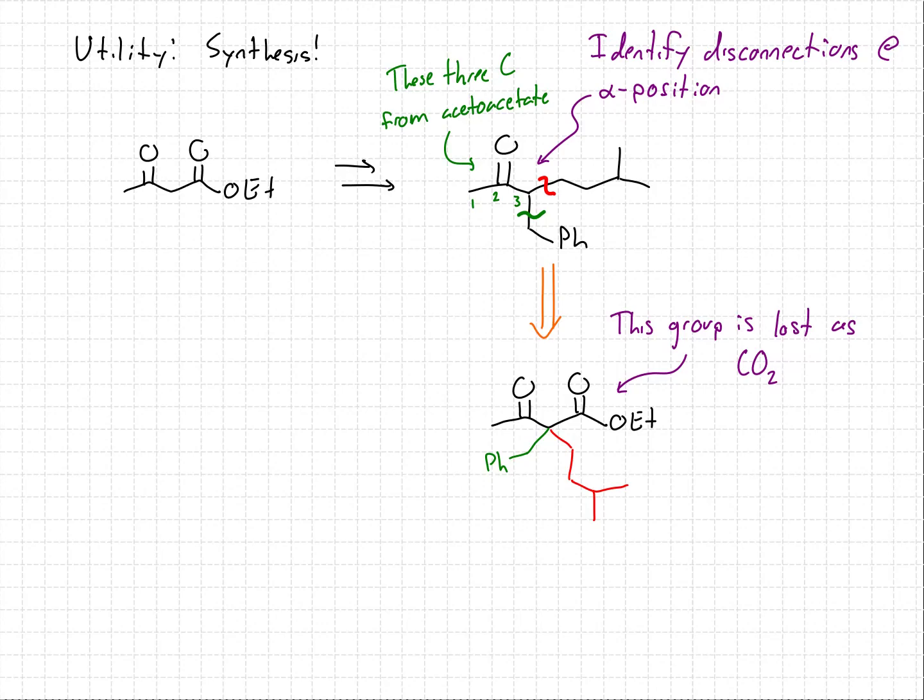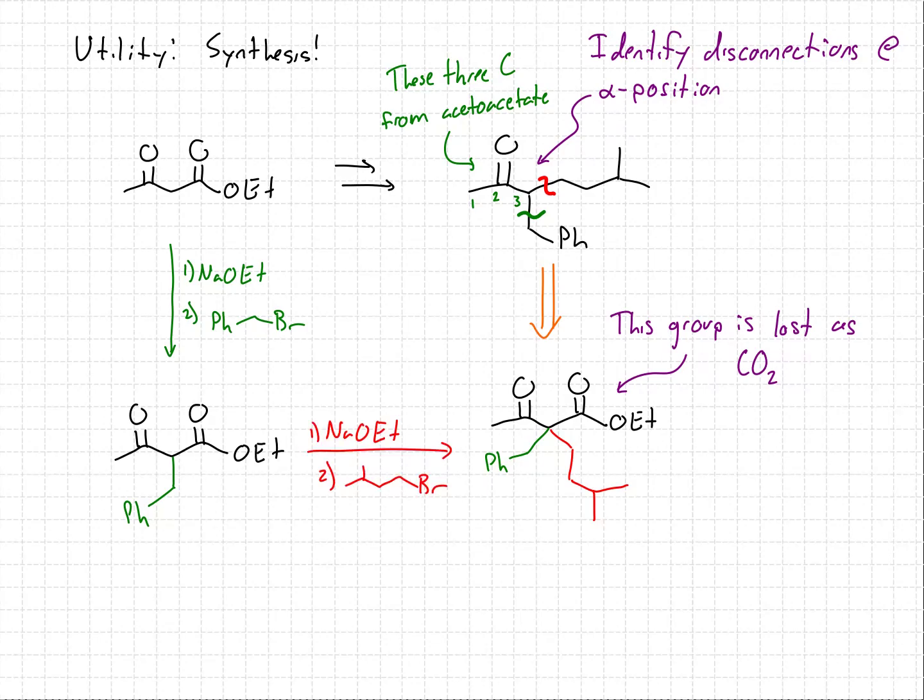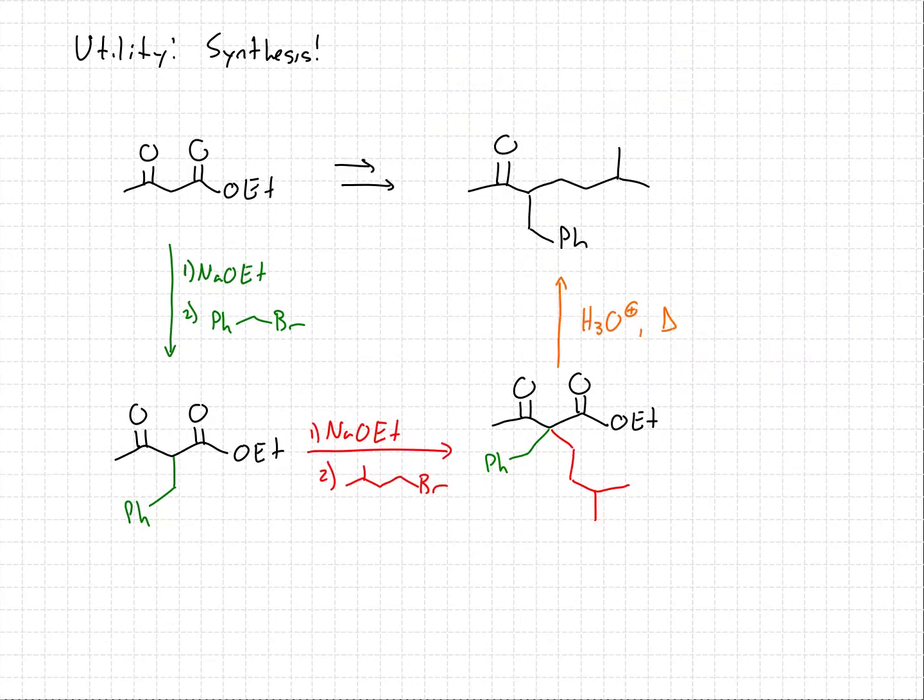Now that we've done that, we can step through the process and add our 2 groups, the green and the red alkyl groups, one at a time. So we would start by first treating this compound with a base to generate the stabilized enolate. Then we would add the appropriate alkyl halide to add one of our alkyl groups. We would then repeat the process to add the other alkyl group. Finally, the way we would finish the process is by treating this with H3O+ and heat, which would hydrolyze the ester and cause decarboxylation to give our final product.